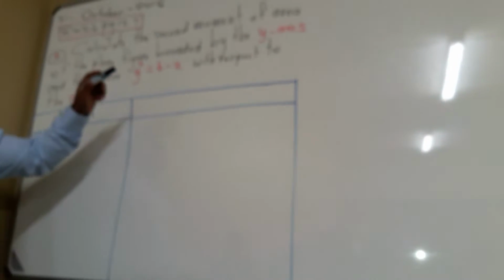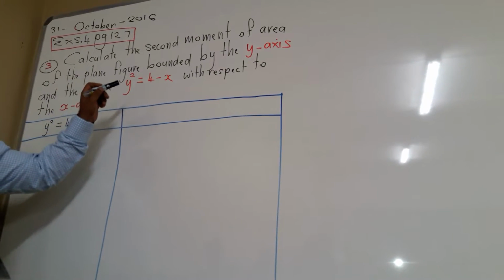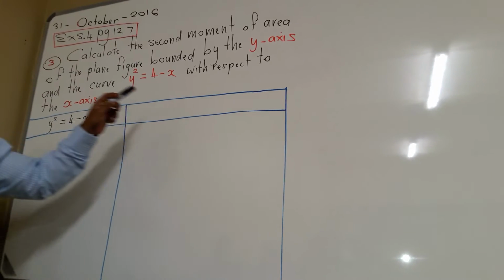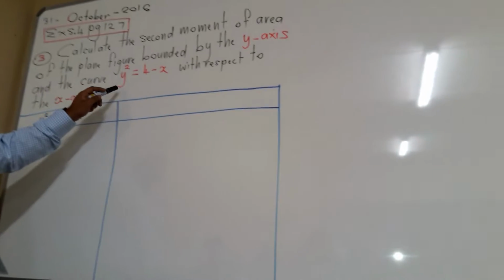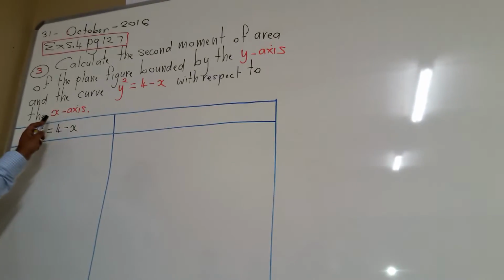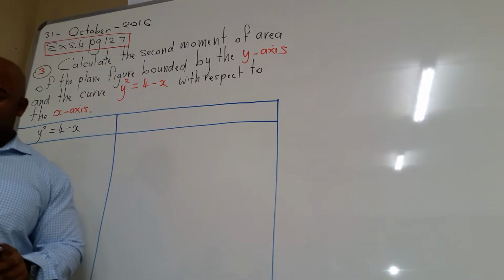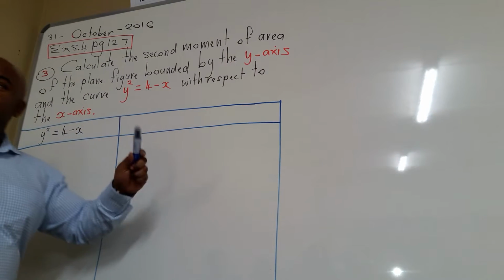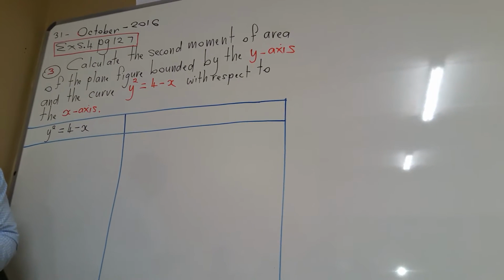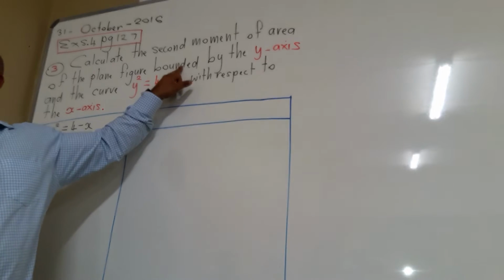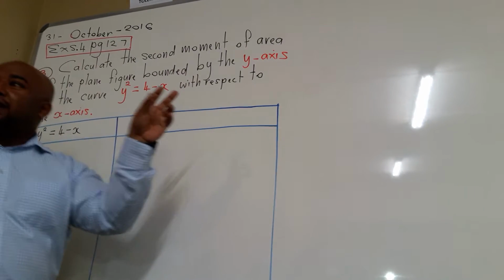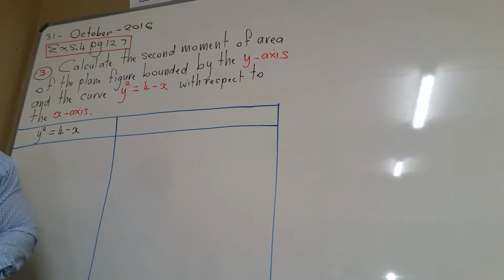Calculate the second moment of area of the plane figure bounded by the y-axis and the curve y squared is equal to 4 minus x with respect to the x-axis. Okay, so now be careful, this is not a circle. Just because you see y squared there, it's not a circle. If it was a circle, there would also be an x squared here. Okay, a circle will have x squared and y squared in the same equation.